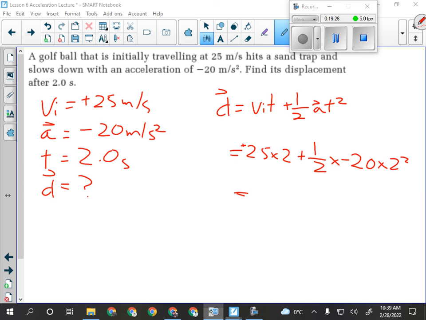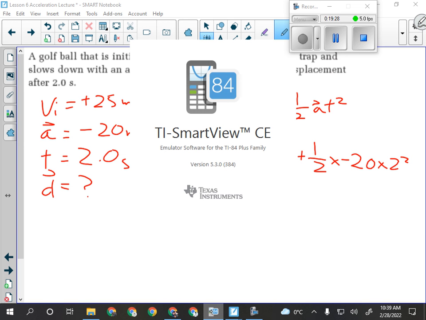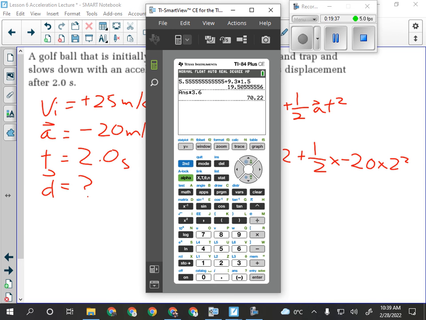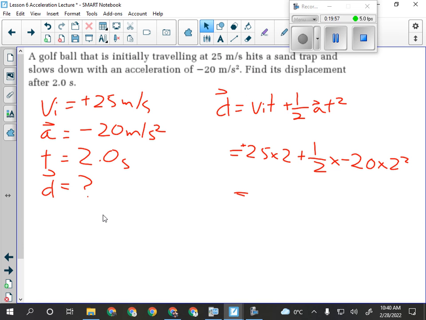All right, so we got 50 times negative 10 times plus 40, 90 meters? I shouldn't do that in my head, that's a terrible idea. Okay, so we've got 25 times 2 plus 0.5 times negative 20 times 4, 2 squared. See, I said 90 because I didn't make the 20 negative in my head. See, what's the danger of doing it in my head? Okay, 10 meters. So it travels 10 meters forwards.